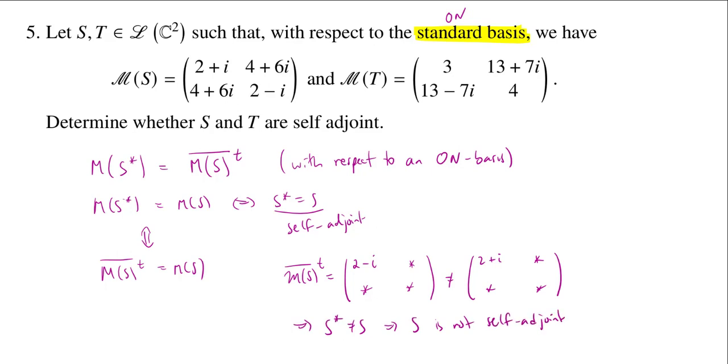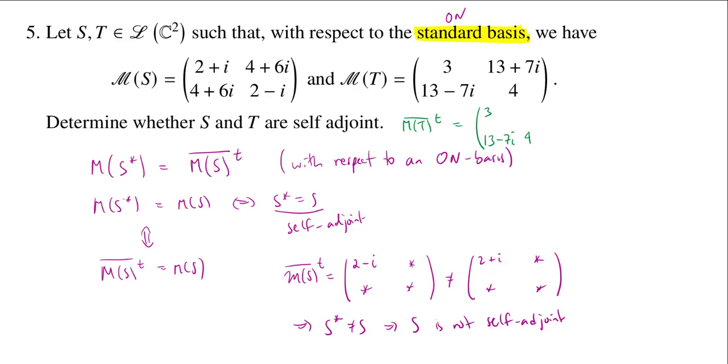Okay, well, then what about M of T? I guess we just do that up here. We can take the complex conjugate transpose of M of T. The 3, when I take the conjugate, I get a 3. The 4 on the diagonal just becomes a 4. Now, 13 plus 7i will swap down into the 2, 1 position, and when I take the conjugate, 13 plus 7i becomes 13 minus 7i.